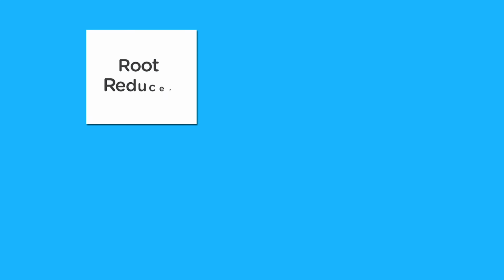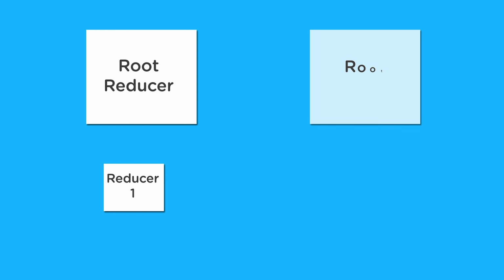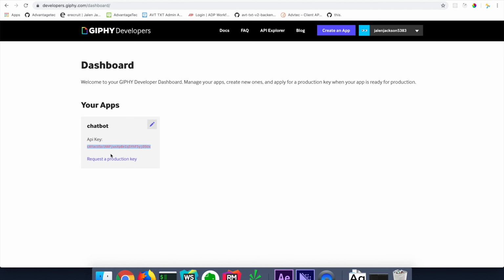The way our architecture will be set up is we'll have a store. That store will have a root reducer, and that root reducer will have one reducer. We will use that to store our state, and later on we'll have a Saga, which will handle all our API calls. For now that Saga will just have one Saga. And this is the API key we're going to use in order to call the API from Giphy.